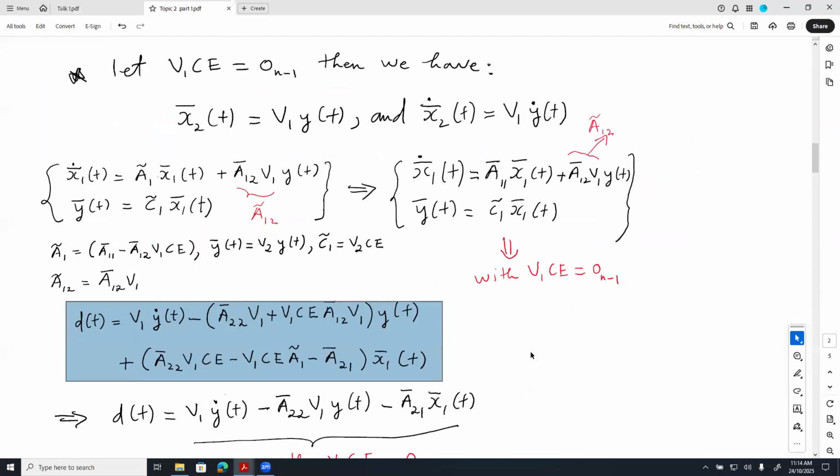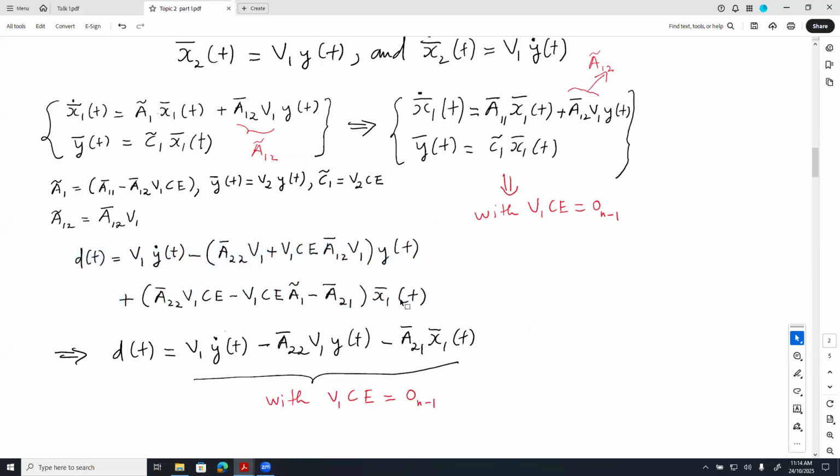And if we have V1 C E equal to 0, then certainly we can simplify this expression down to this expression here. And similarly, for that whole term in the bracket, V1 C equal to 0. So all of these terms are gone, and we are left with minus A bar 2 1.